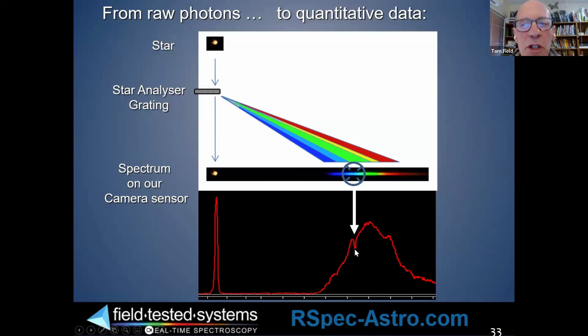So now we can do science. We can measure the depth of it, its position, what color, all of these interesting things. Compare it on different telescopes, different nights. Watch how things are changing in the stars. So how do we get that graph?